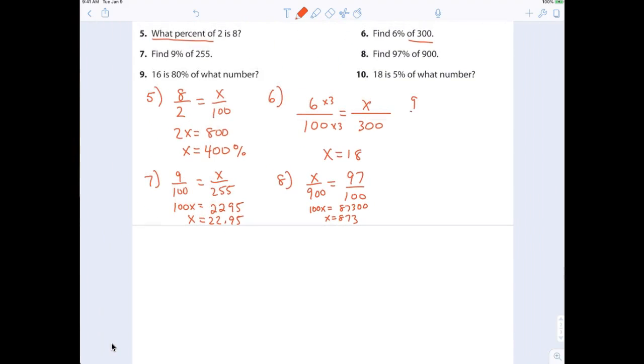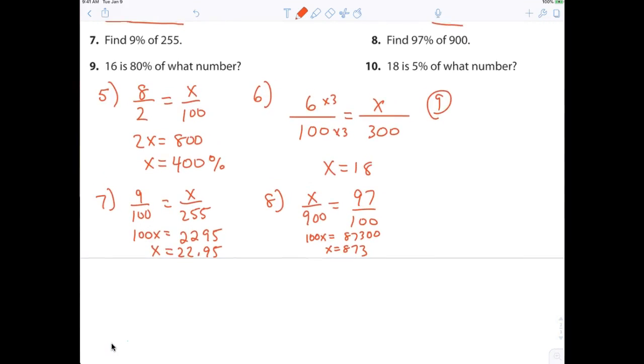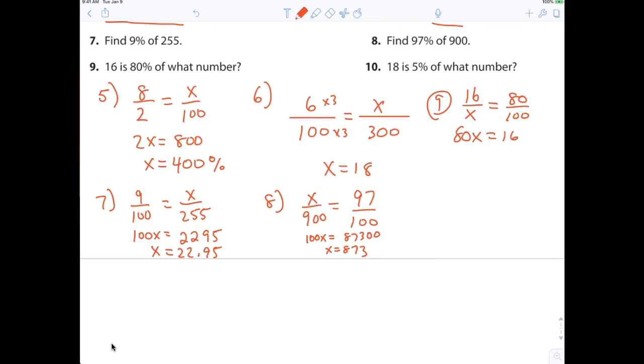Mia, number 9. Tell me how to set that up, please. 16 over x. And then 80 over 100. Perfect. And then 80x is 1,600. Now what? Final answer.